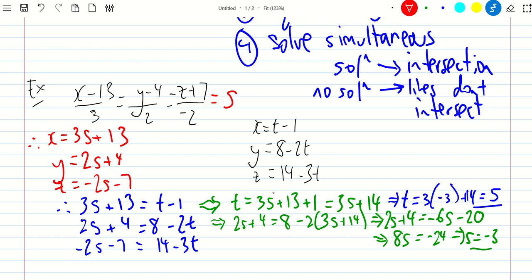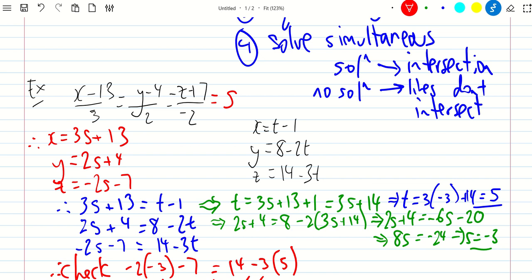All right, so let's just double check this. So check that negative 2 times s, what was s? Negative 3, minus 7 equals 14 minus 3 times t. t was 5. Negative 2 times negative 3 is positive 6, take away 7 is negative 1. And 14 take away 15 is negative 1. So therefore we have a solution. So all three equations work for those values of s and t. So we have a solution.